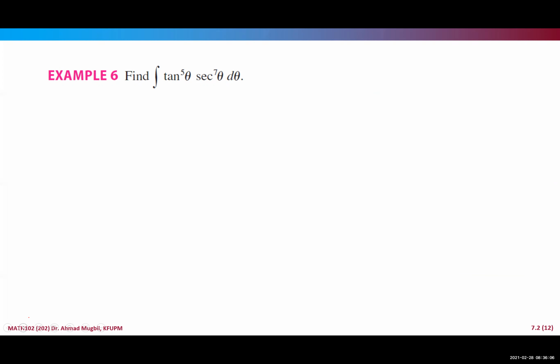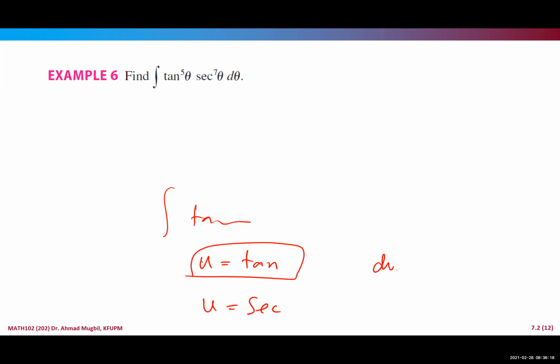Now, what do you think now? What is your plan? Are you going to write your integrals in terms of tan and put u equals tan, or will you put u equals secant? If you want to put u equals tan, then you must have du equals secant squared x. If you want to put u equals secant, you must have du equals secant x tan x. So what is your plan here? U equals secant.